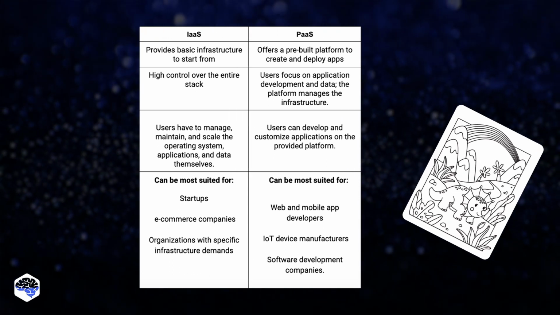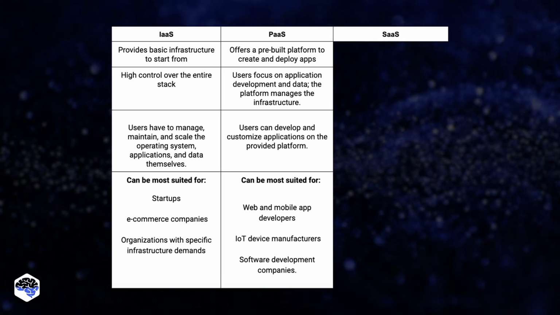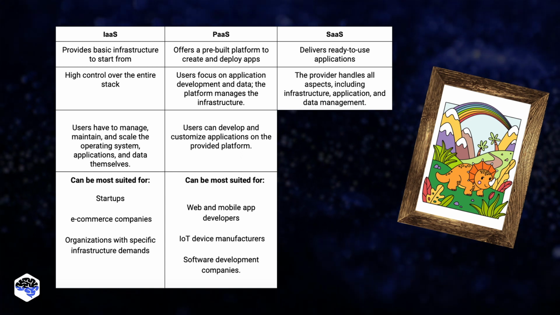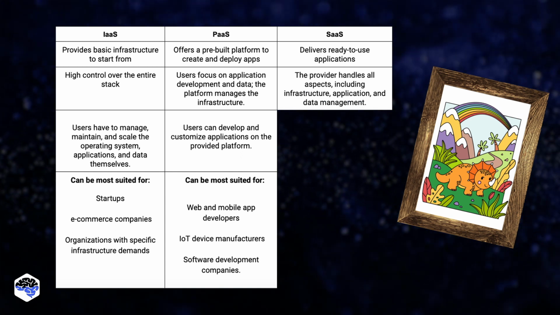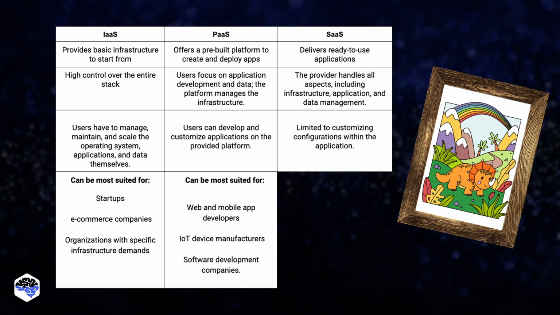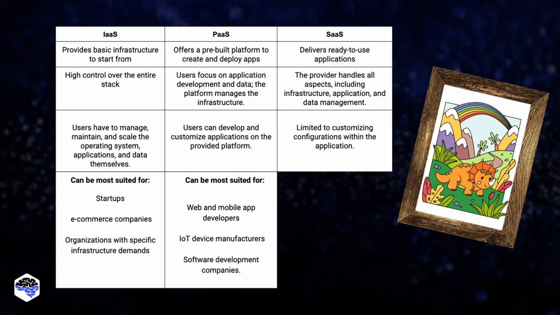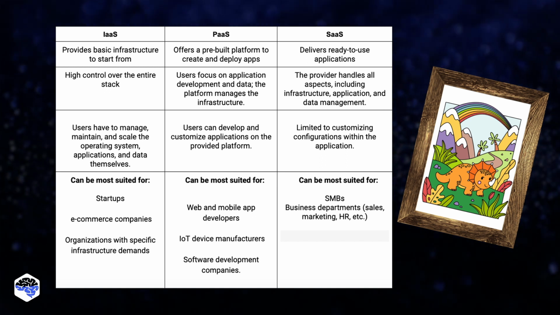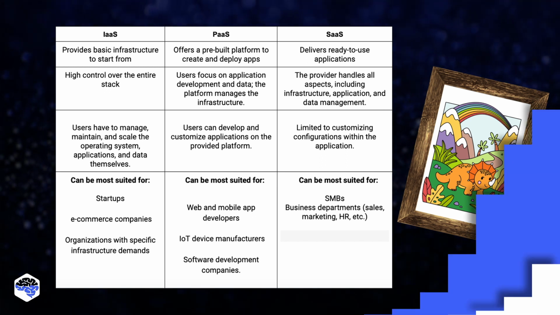Another type of cloud computing is software as a service, which implies using ready-to-use apps. It's like having a coloring book with all the pages already colored, and you simply get to enjoy the finished artwork. However, there is little to no room to add some extra details to the drawing or change the colors. Software as a service is used by small and medium-sized businesses that want to quickly adopt software apps without having to deal with infrastructure or software development.